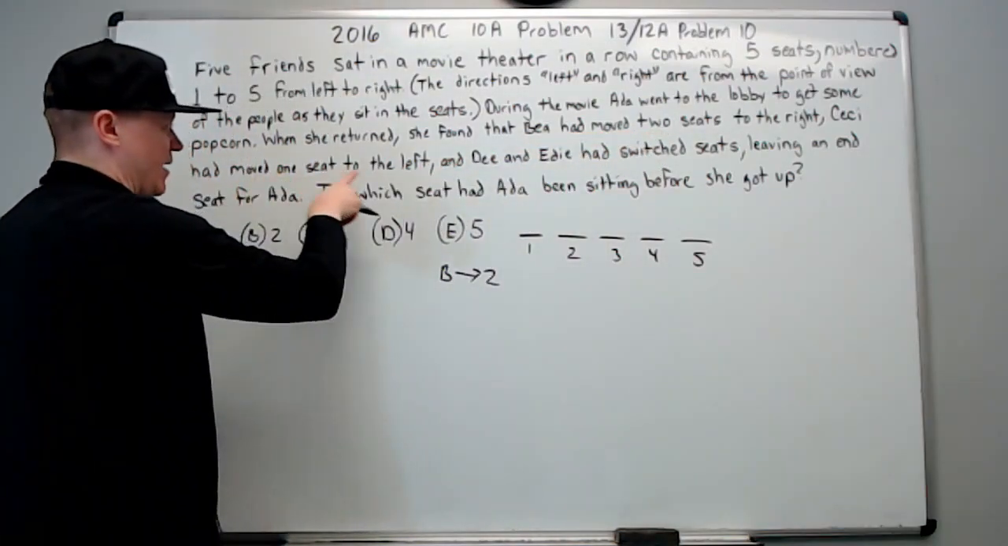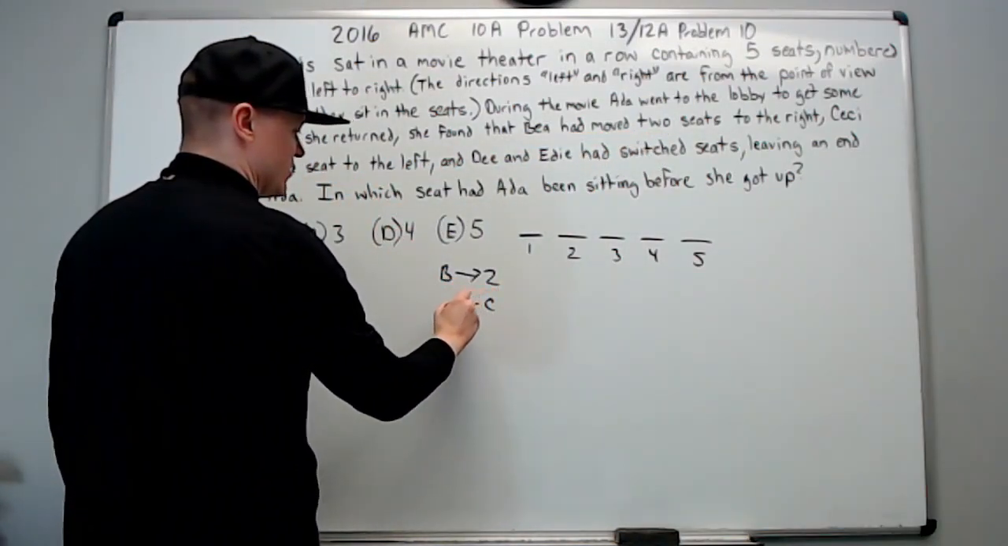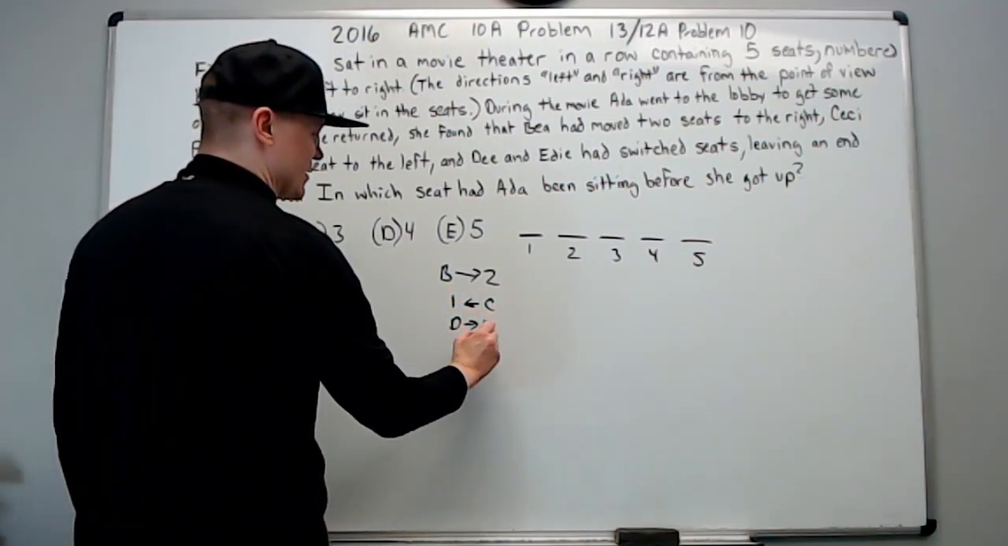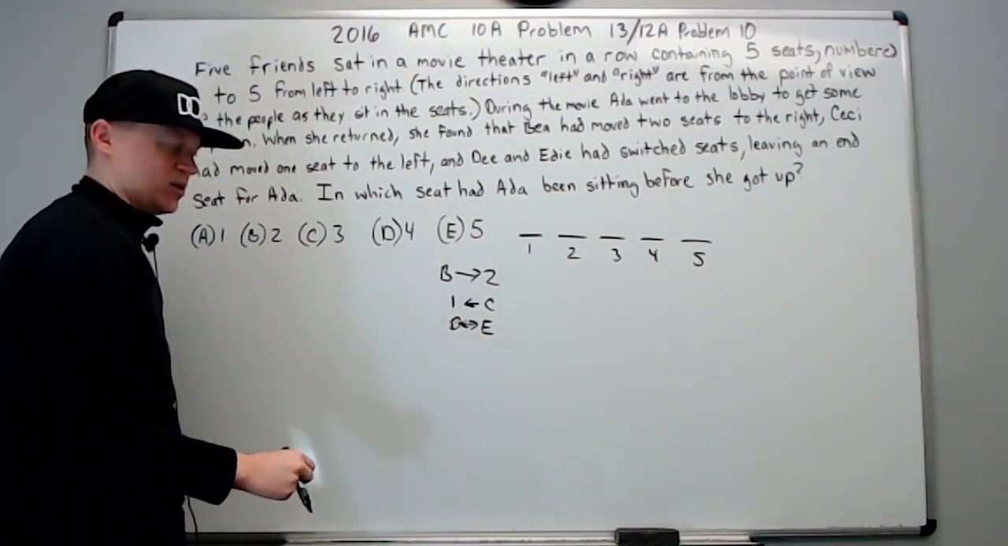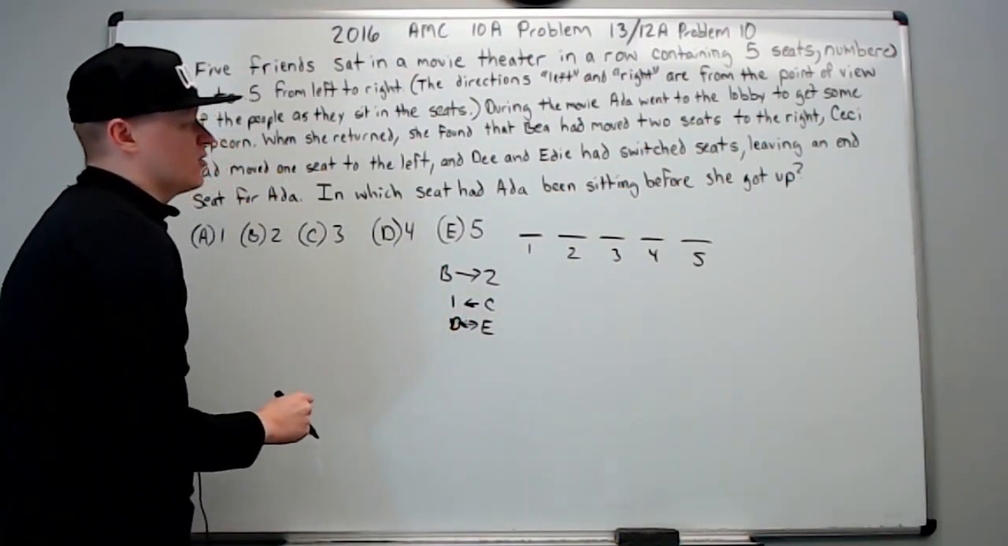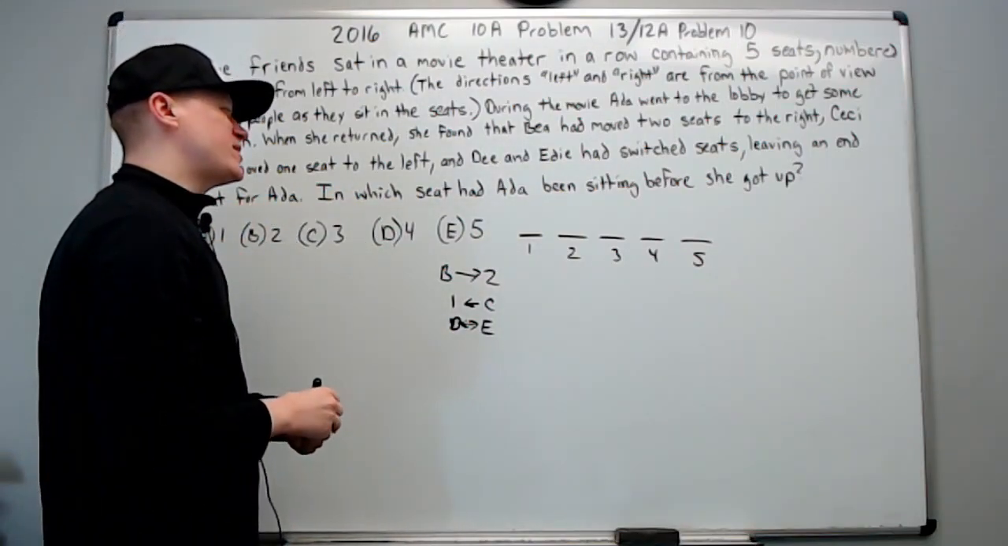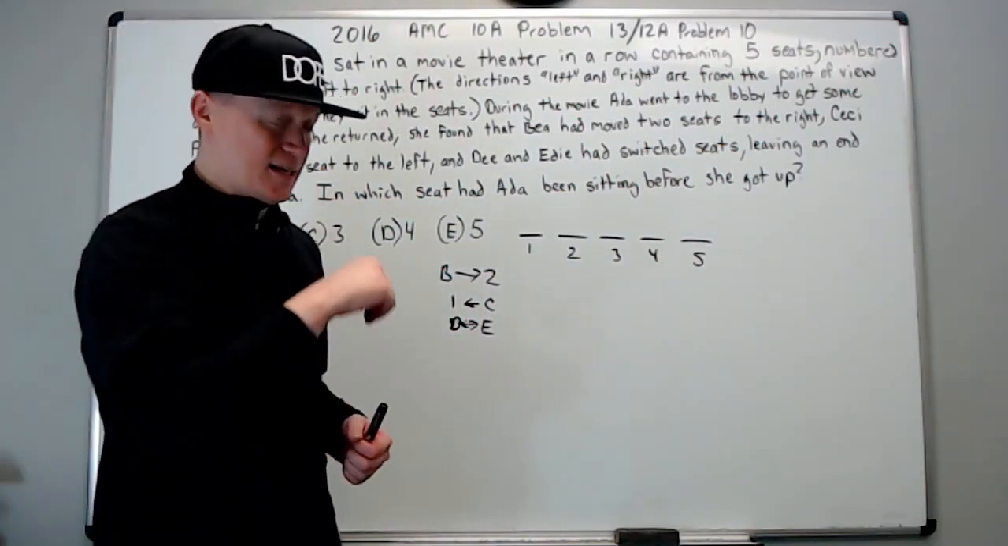C, or just C, had moved one seat to the left, so C is going to go this way one, and it says D and E switch seats. So you can put two arrows, one going either way. Okay, so D and E switch seats, leaving an end seat for Ada. In which seat had Ada been sitting before she got up?